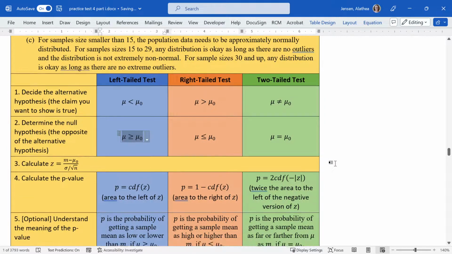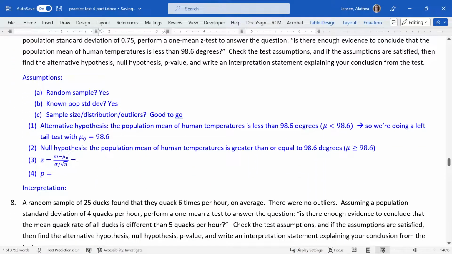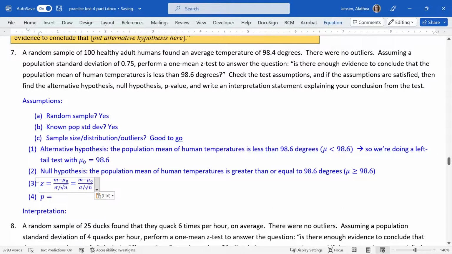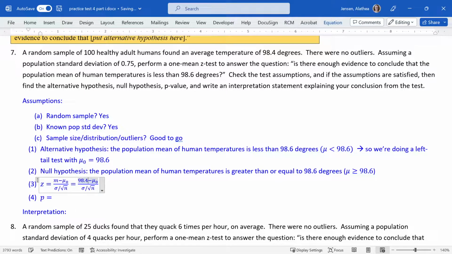All right, so next is calculate the z-score. All right, so I'm going to copy this and then I'll put things in their places. Okay, so m is our sample mean, and that was 98.4. Okay, so 98.4. Mu0, that is the comparison value from the hypotheses, so that's 98.6. Sigma is our standard deviation for the population, so that is 0.75. And then n is our sample size, so that is 100.